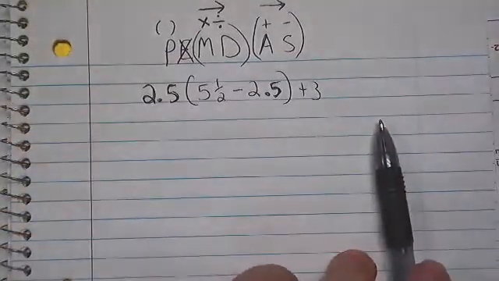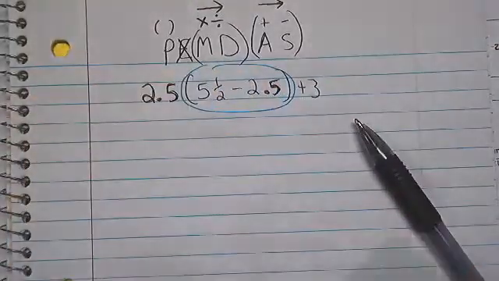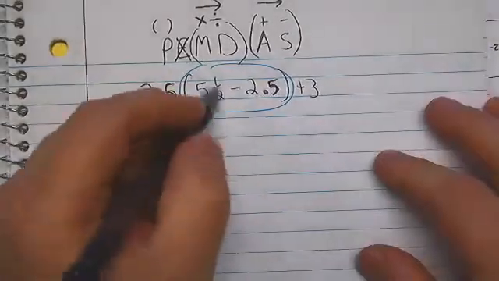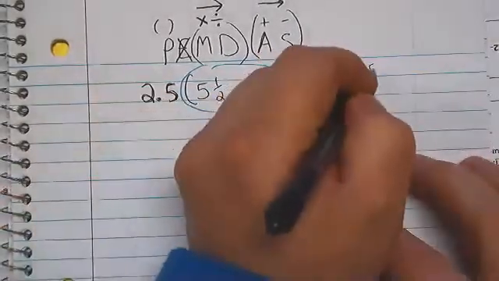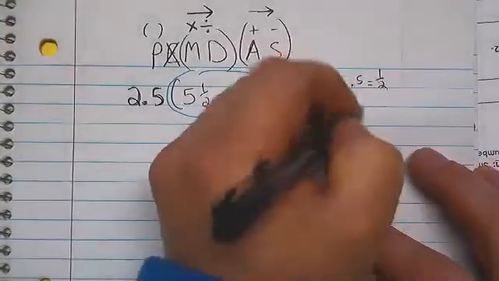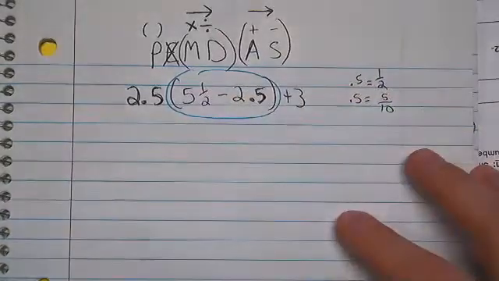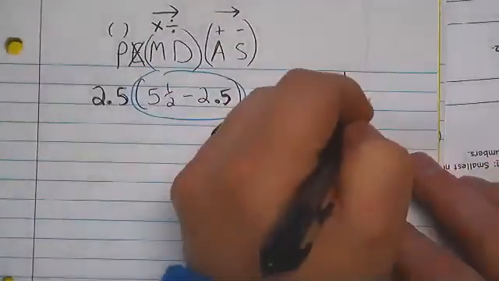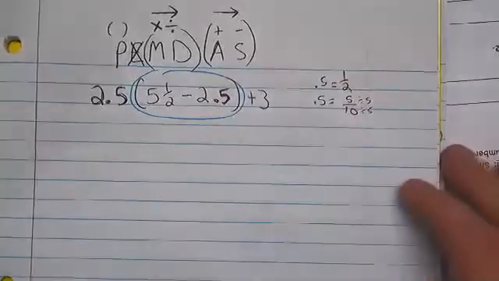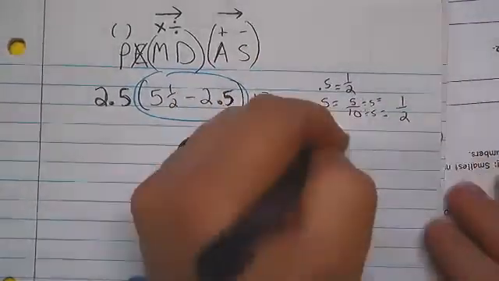We have to do what's inside these parentheses first in this expression. So we have 5 1/2 minus 2 and 5 tenths. And remember, 5 tenths is the same thing as 1/2, right? Because 5 tenths, if we simplified that down, we could divide the top and bottom by 5, and that would get us 1/2.